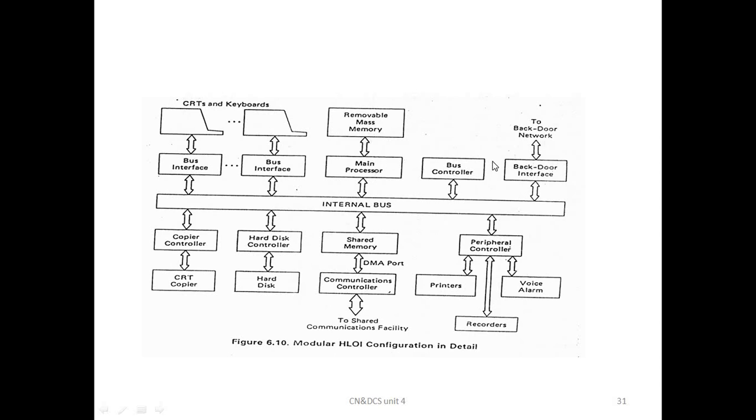Very good morning. Today we are discussing the modular HLOI configuration in detail. Here the bus interface from 1, 2, up to the nth value. Removable mass memory, then main processor, bus controller and backup door interface. Then internal bus, copier, CRT and hard disk, shared memory, communication controller, printer, peripheral interface device, voice alarm and recorder.